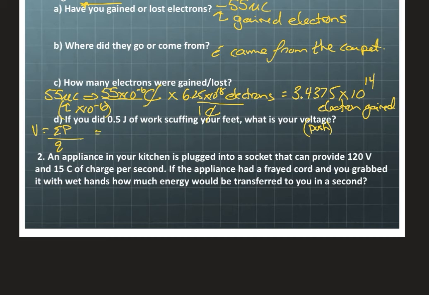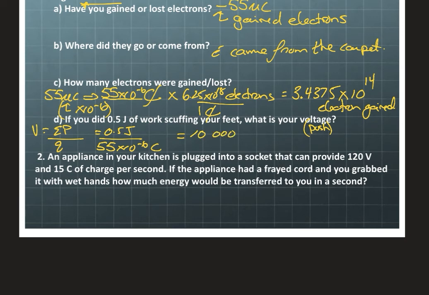And if I look at what I know, my energy is given to me in the question as 0.5 joules, because the unit for energy is J. I know my charge, again, it was up here. We've just figured out that it was 55 microcoulombs. So I'm going to convert that again to 55 times 10 to the -6 coulombs. That's my charge. So now if I just do 0.5 divided by 55 times 10 to the -6, you are going to get 10,000 is the number.